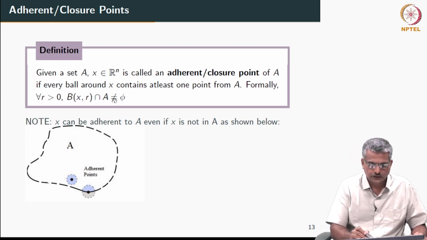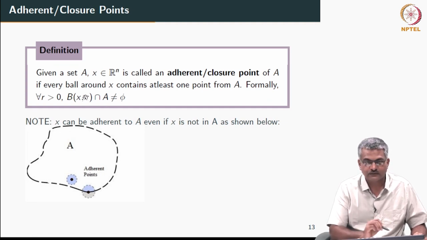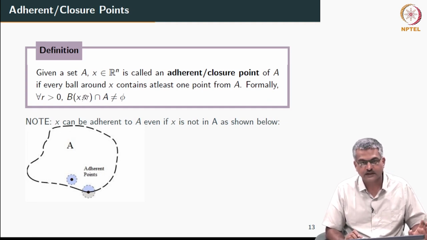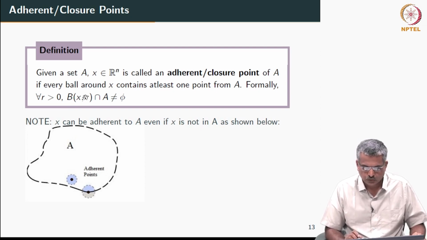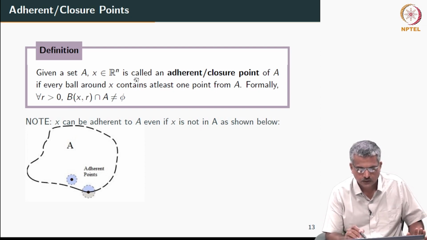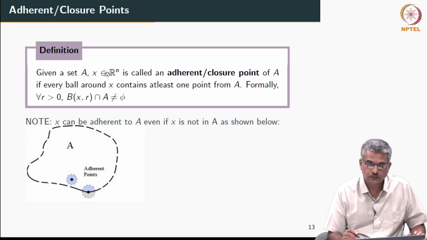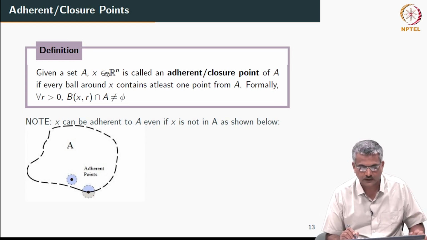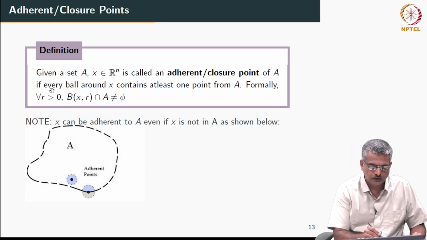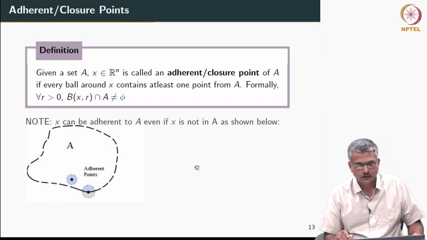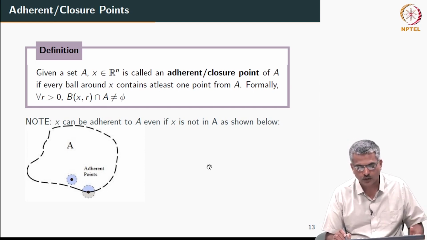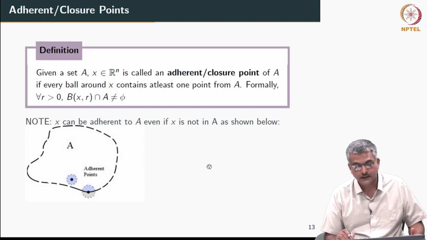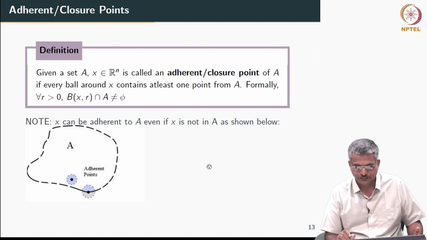So, that means given a point x, for any radius R, a ball centered at x with radius R has a non-empty intersection with A. The key point is that x need not belong to the set A, x is a point in R^n, and you have to show that every ball around x contains at least one point from A, unlike the notion of interior point where we had to just come up with one ball. Then x is said to adhere to the set A.